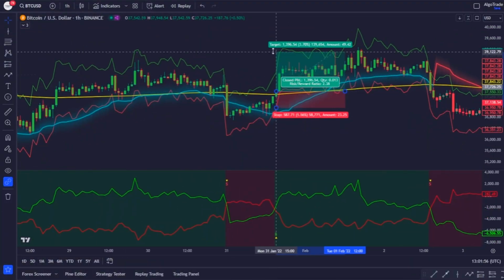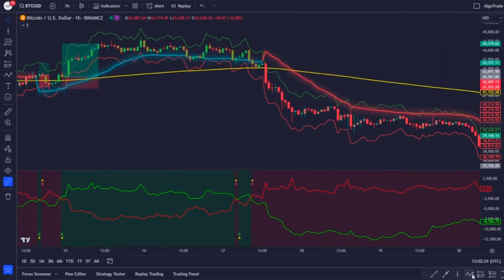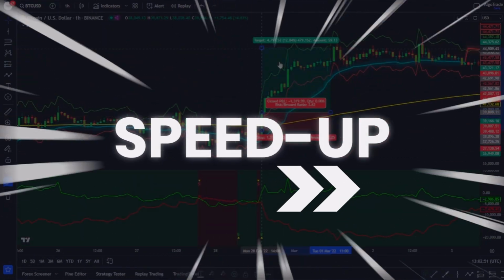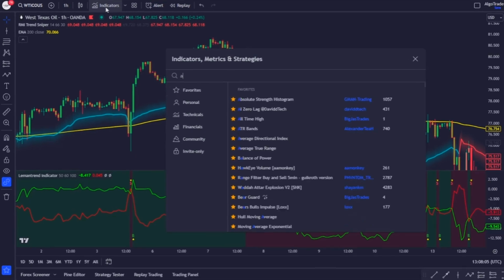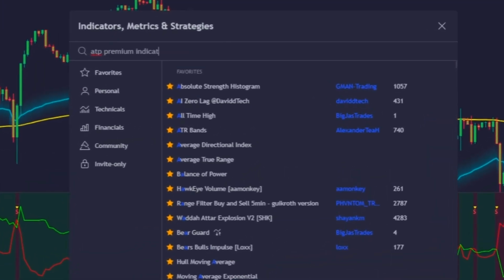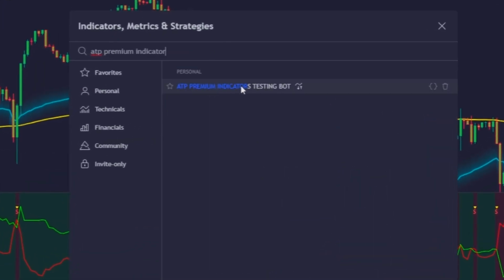Now we just need to backtest this system. While I could go back in time and test everything by hand, I prefer to speed up this process. For that, I will head back to the Indicators tab, search for ATP Premium Indicators Testing Bot and add it to my charts.